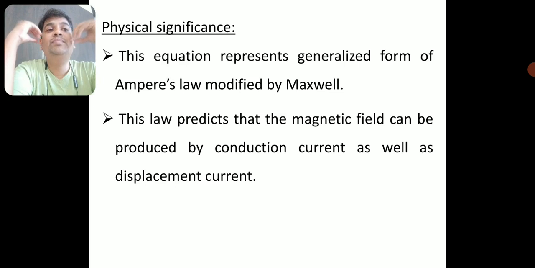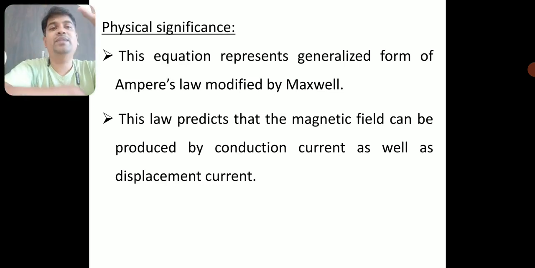This equation represents the generalized form of Ampere's law modified by Maxwell. This is nothing but Ampere's law, with a little bit of modification. Why did we do a modification? Equation 4, which we got, curl of B equals mu naught J, is not in accordance with the law of equation of continuity. That means it is inconsistent with the law of conservation of energy. That is why Maxwell made a correction to that equation.